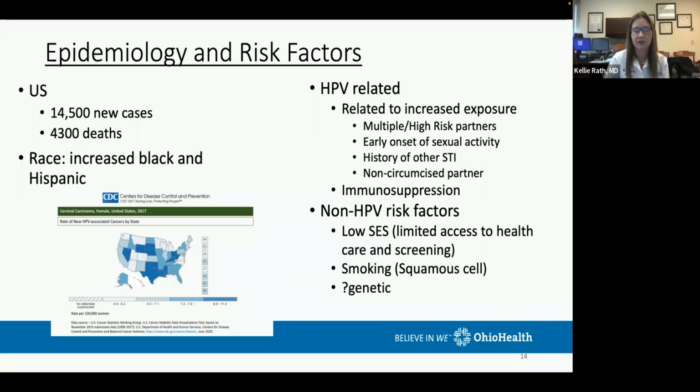Non-HPV associated risk factors would be lower socioeconomic status, limiting access to healthcare as well as screening. We know that smoking increases the risk of cervical cancer, and continued research is underway to see if there is a genetic reason that some people are less likely to clear the HPV virus and therefore develop cervical cancer.